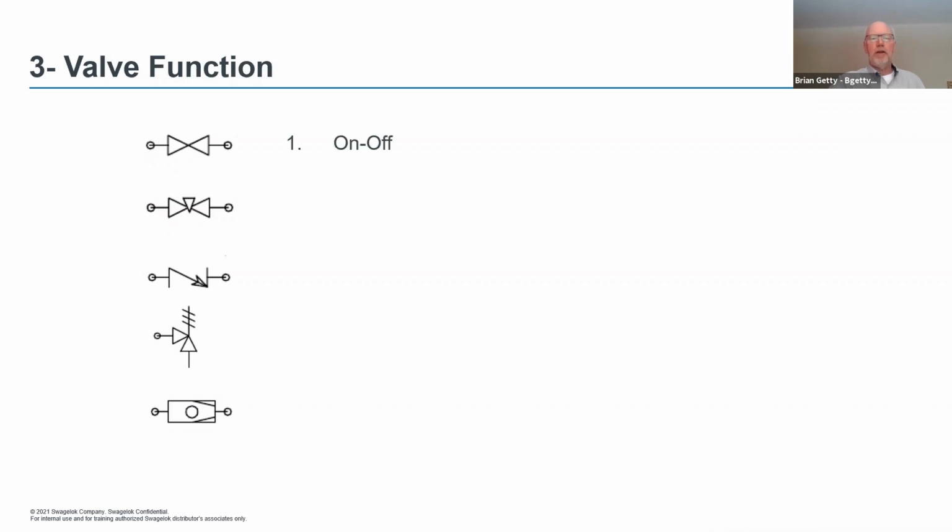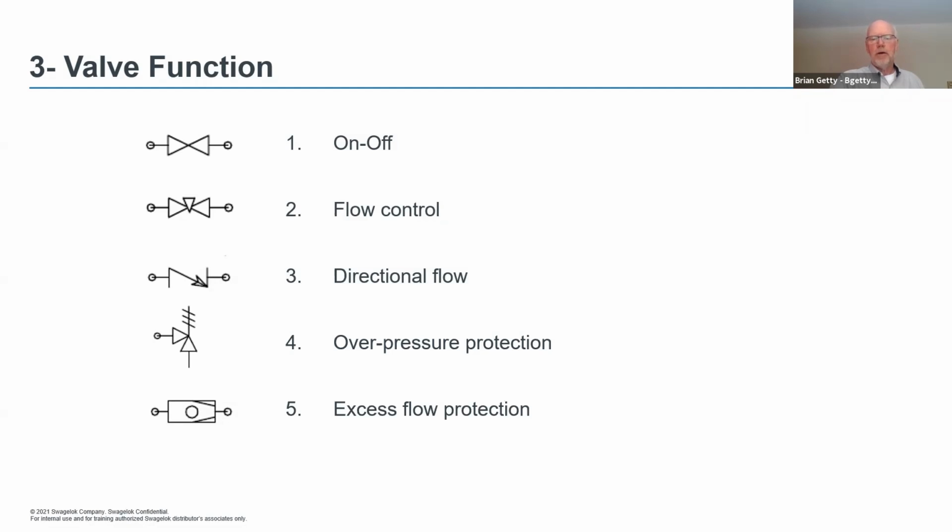Is the valve you're going to need simply an on-off valve? Is it going to be for controlling your flow? Is it for directional flow? Is it for overpressure protection or relief valves? Or is it for excess flow protection? If you've got an excess flow of a media that's escaping, which is extremely toxic or dangerous for the environment, it could create a huge problem.